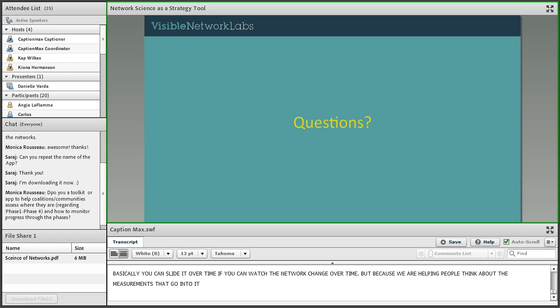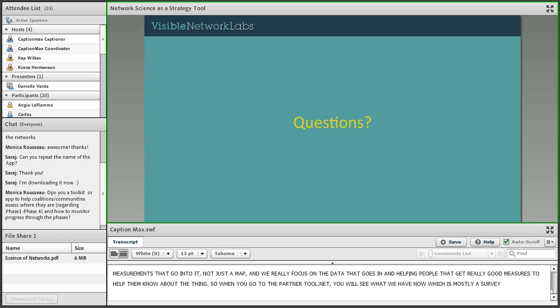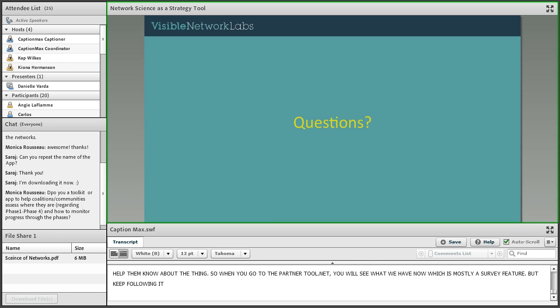We work a lot with communities, and so when we learn from communities, we try to take that and rebuild it back into our programs. And those phases, I wish I had a slide of this. My team is so excited about this little slider that we're trying to build in, that basically you can slide it over time and watch the network change over time. But because we're helping people think about the measures that go into it, not just a map. You can get beautiful maps and beautiful map software all over the internet. We really focus on the data that go in and helping people get really good measures to help them know about those things.